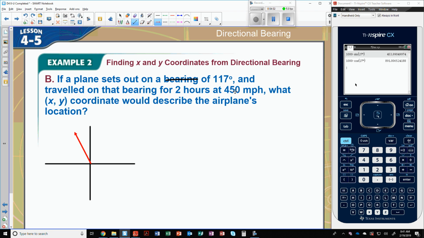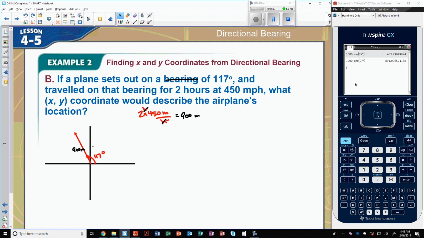And it says 2 hours at 450 miles per hour. So this is going to be 117 degrees, and 2 hours at 450 miles per hour. So 2 hours times 450 miles per hour. And if you're not sure, miles per hour means we're dividing by hours, so the hours would cancel each other out. And so 2 times 450 means we travel 900 miles. So that's what I'm going to put over here, 900 miles.